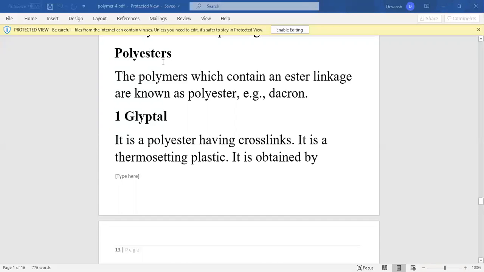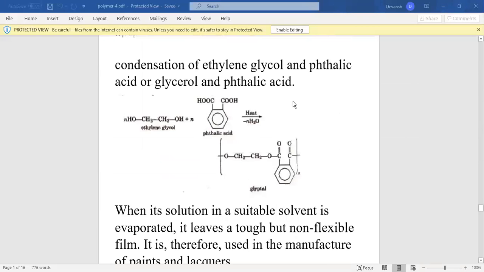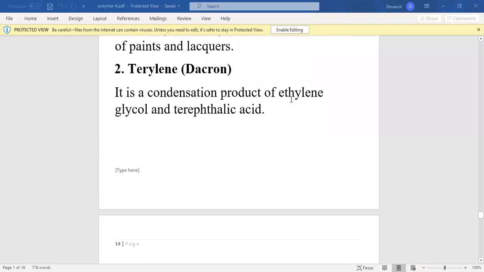Now in this kind of polymer we will study two examples. One will be Dacron and another will be Glyptal. Now the polymers which contain an ester linkage are known as polyester. For example, Dacron. Now Dacron is also called Terylene. So first we will do Dacron, which is also called Terylene.